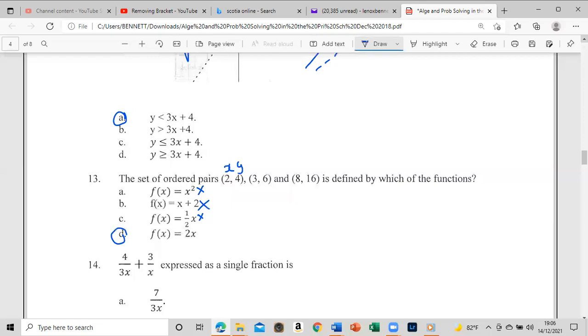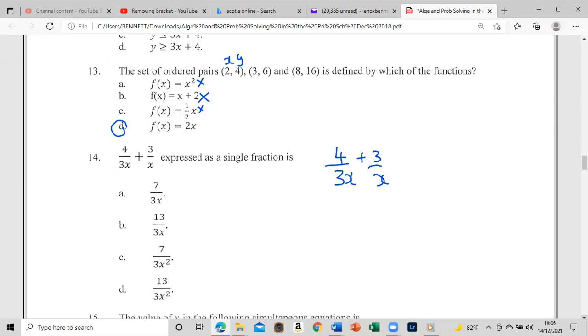So first up, number seven. If I get this, can you find the LCM? The LCM is 3x, right? Yeah. All right, so the LCM would be 3x. It's 3x, and then the numerator is 13.